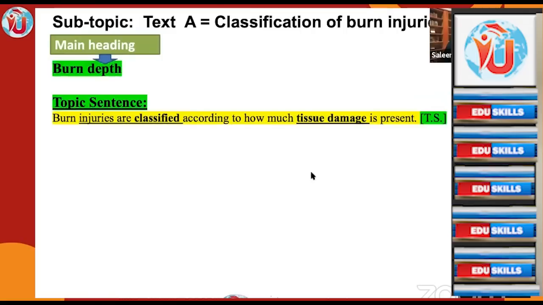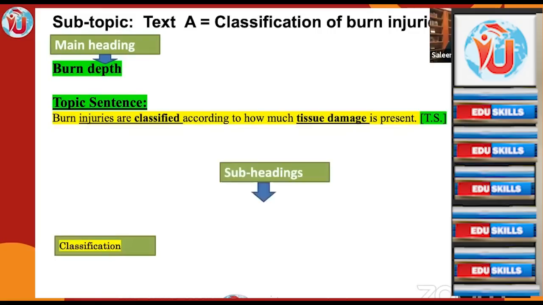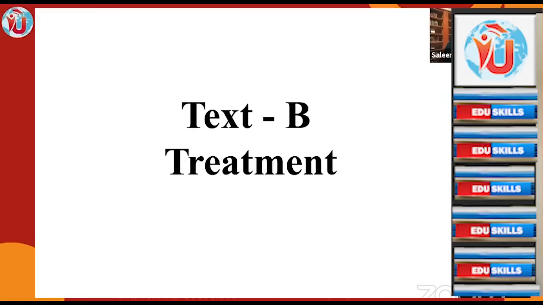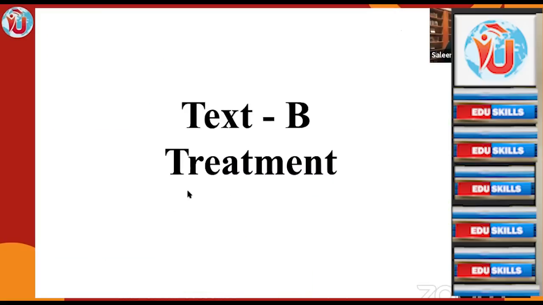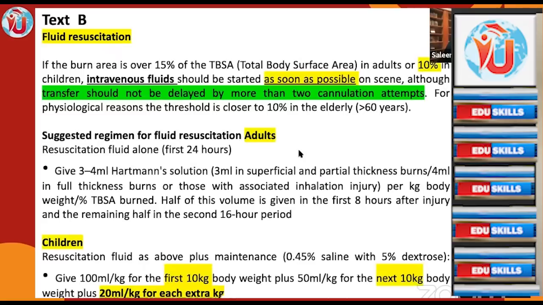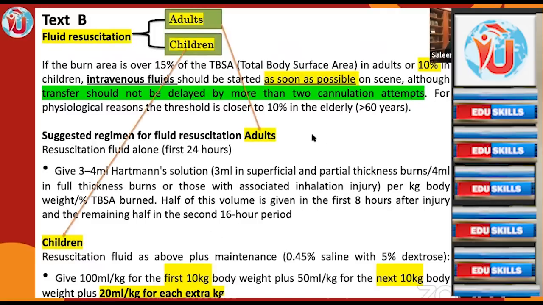So you see these three things. Main heading, burn depth. Topic sentence: burn injuries are classified according to how much tissue damage is present. This is very important. Usually from the topic sentence you will have questions. Then you have the classification so that you know exactly how to skim a text, and these headings and subheadings will guide you to the answers. Text B, all these are important: adults, children, percentage, per kg, ml, all those things, size, number, measurements. Adults and children, because the question will definitely differentiate between adults and children, so immediately you can go to children or adults.